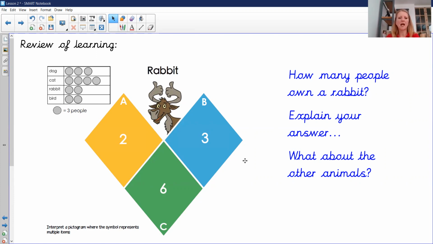Could you tell me something about the other animals? How many people own a dog? So that would be 3 lots of 3, 3 times 3. So that would be 9, 12 for the cat, and obviously bird is going to be the same as rabbits. Remember to look at the key.